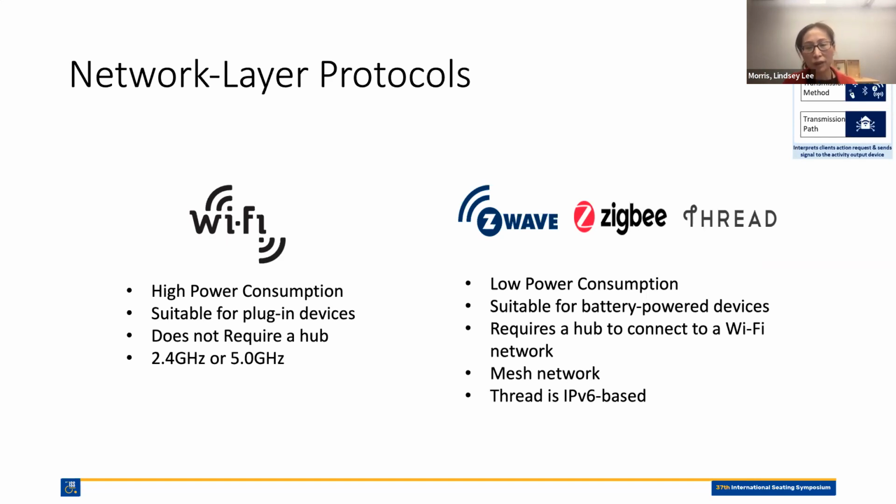You may find some devices that use Wi-Fi but don't require plugging in, which means you have to change the battery all the time, like some of the doorbells. So it's really suitable for plug-in devices like smart bulbs, smart switches, and smart plugs, because they always have power. And also, like I mentioned earlier in that graph, it doesn't need a hub, so you can directly communicate with your phone and with the smart speakers.